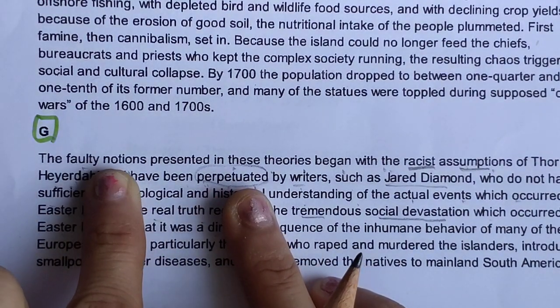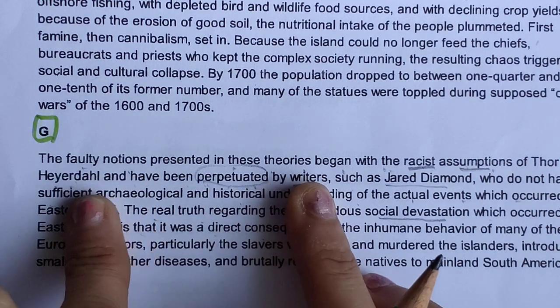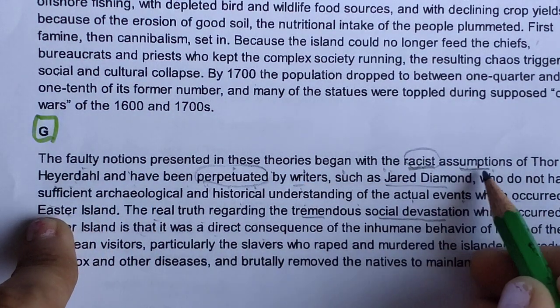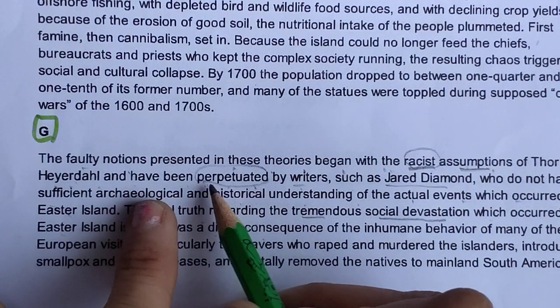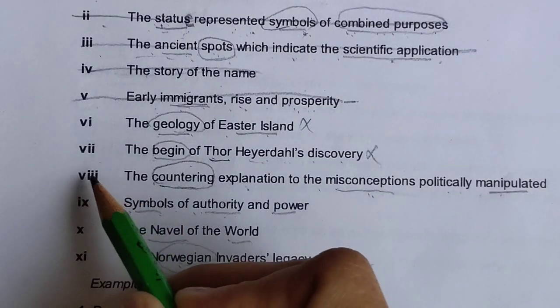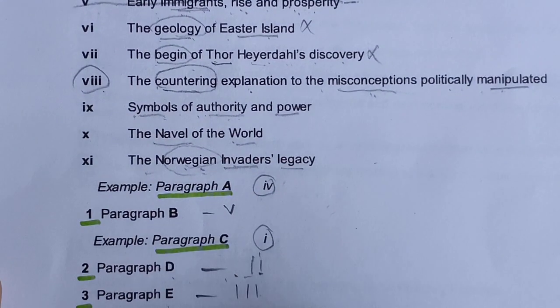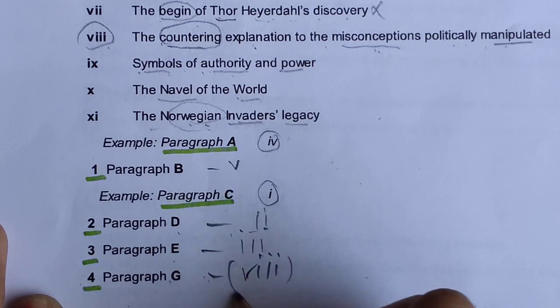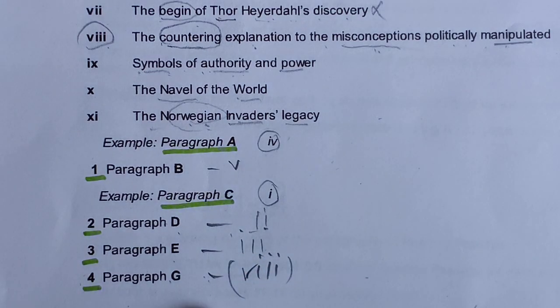The faulty notions, first of all, in these theories begin with the racist, meaning politically manipulated, assumptions of these persons and have been perpetuated by writers. So I will select the 8th number, the G paragraph. Got it? Now coming to true, false, not given.